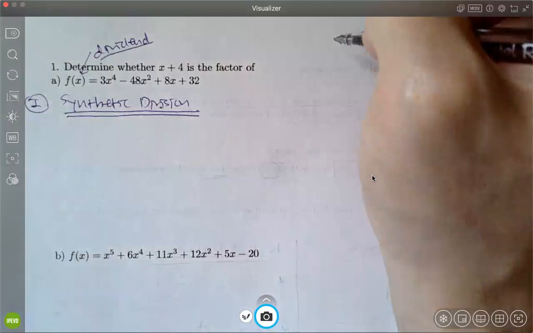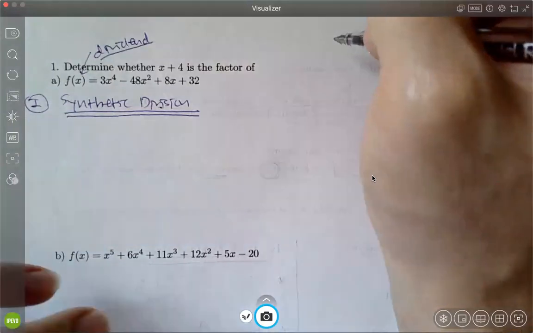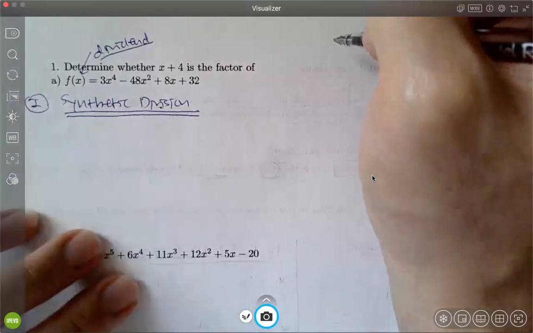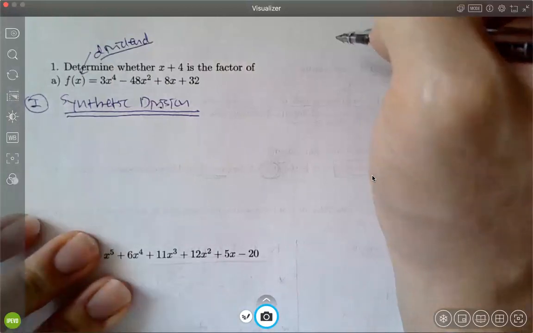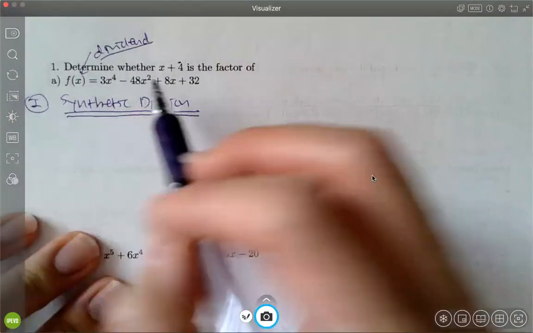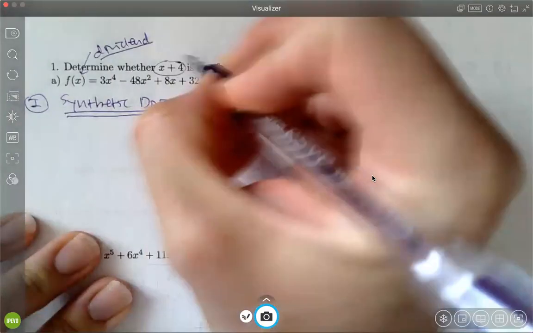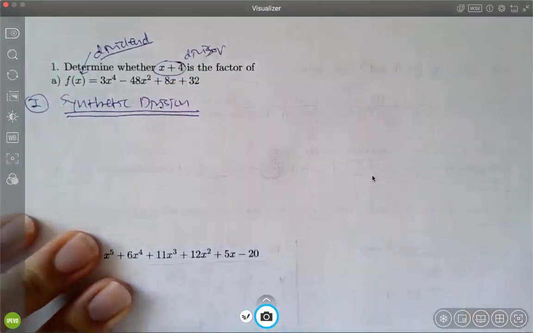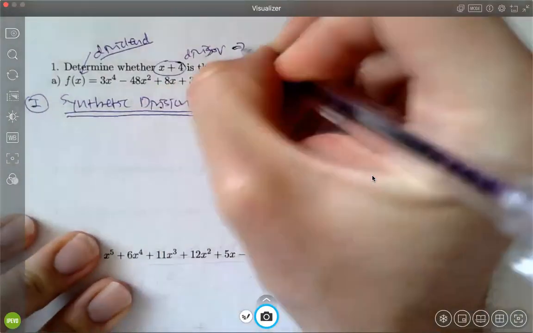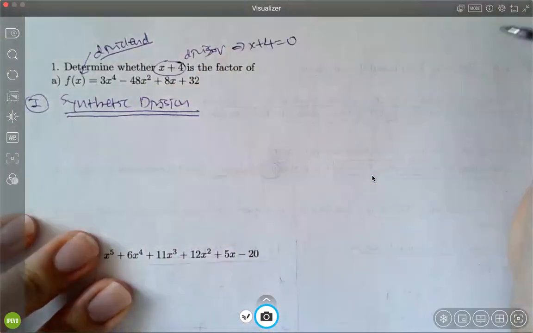Now, here there's no divisor. So are we in trouble? Well, not really, because based on how the problem is written, that seems to be the divisor, right? And remember what do we do for the divisor? We set it equal to 0 and solve, right? So we get -4.